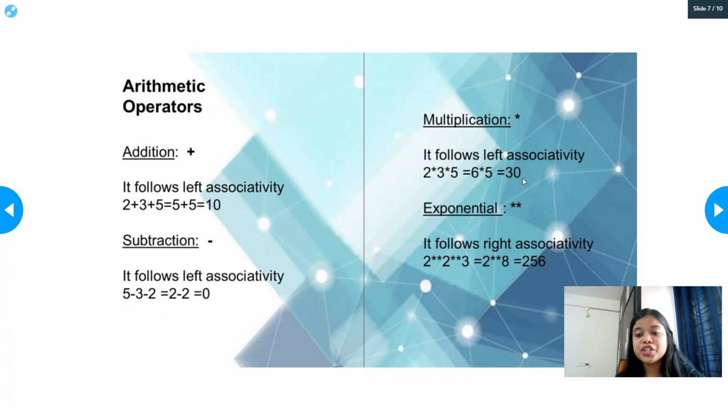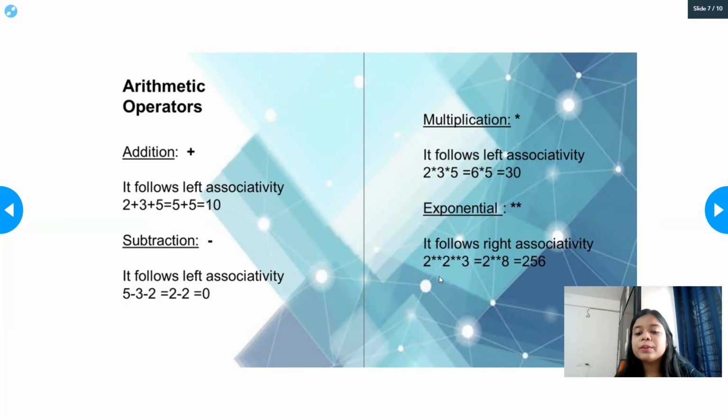Now exponential. So what is exponential? If someone is really a master of maths, don't think it's e raised to the power something, but it is basically the power part. Okay, so for exponential we are going to use double star in Python. Now it follows right associativity. Till now everything followed left associativity. Now it's going to follow right associativity.